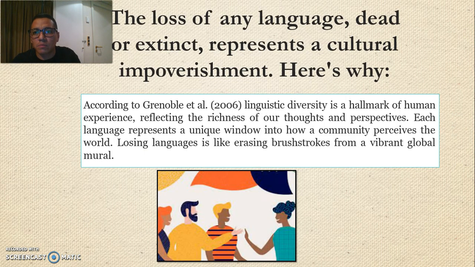Consequences of disappearing language. Now, the loss of any language, dead or extinct, represents a cultural impoverishment. Here is why. According to Grenoble et al. 2008, linguistic diversity is a rich form of human experience, reflecting the richness of our thoughts and perspectives. Each language represents a unique window into the world, into how a community perceives the world. For example, in my case, I am Ecuadorian, right? So I speak Spanish, but I am trying to improve my English. However, it's necessary that I speak both or more languages in order to get a better life, new job, new project, everything. That is the reason when a person has the opportunity to speak two or more languages, right? Because a language opens a window into the world, you can get everything, right?